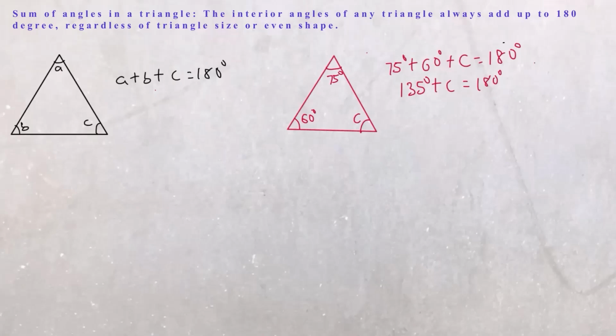Move the 135 degrees to the other side. Then, subtracting it from 180, we get 45 degrees. Angle C equals 45 degrees.